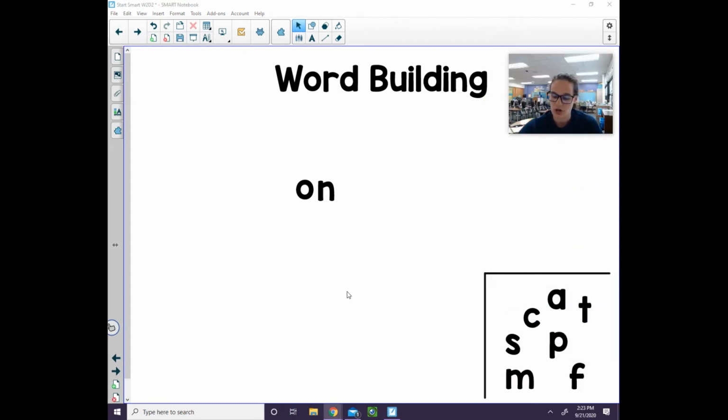We're going to do a little bit of word building. So I'm going to start by looking at the word we have here, and I want you to sound it out with me. I see that it has that O. Remember that O says ah. So we go ah, on. The word is on. Let's take a look at our next word.